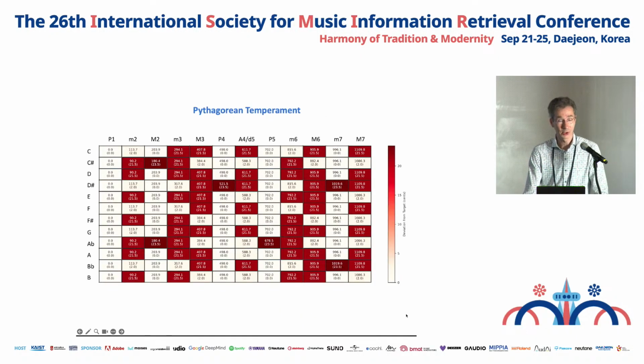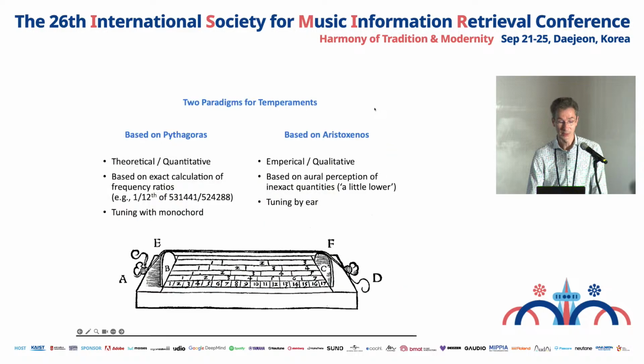This is a representation of a temperament. In the rows, there are the 12 keys, and in the columns are the 12 intervals you can build on those keys. Here I visualized it as a heat map. The darker the color, the more out of tune the interval is. This is a heat map for a Pythagorean temperament in which all the fifths are pure, except for one. As you can see, that has consequences for the in-tuneness of other intervals. This is Pythagorean temperament, but there are many more.